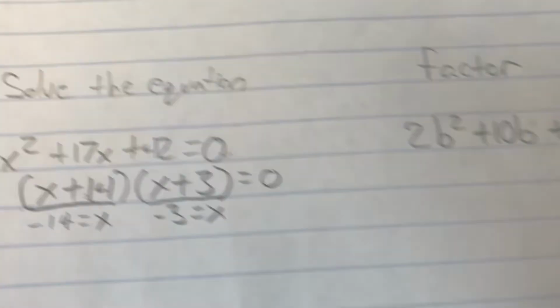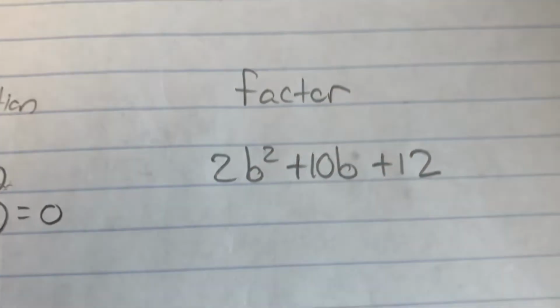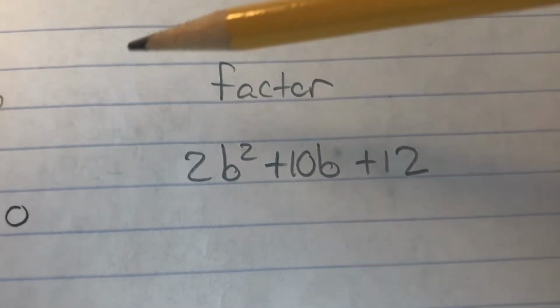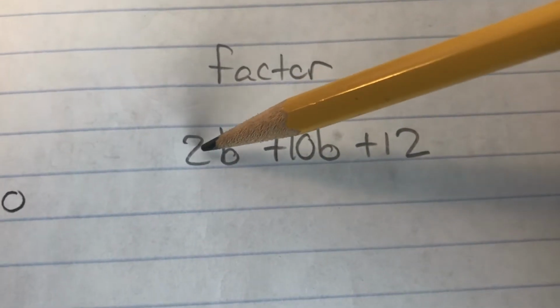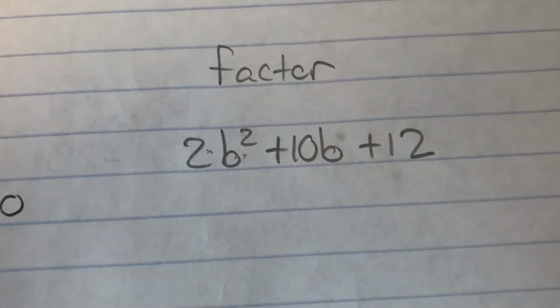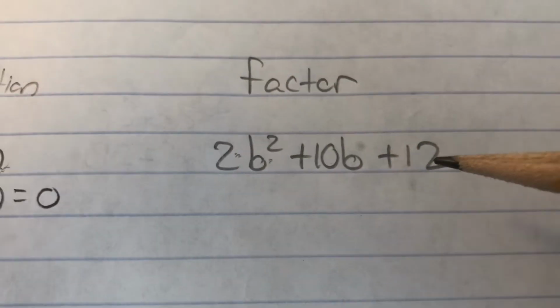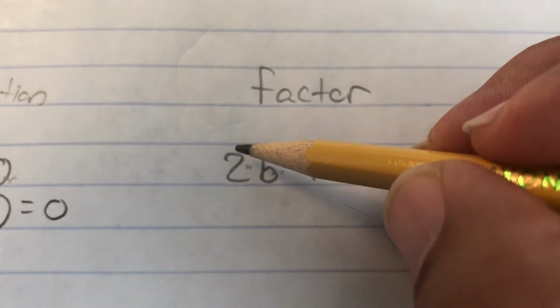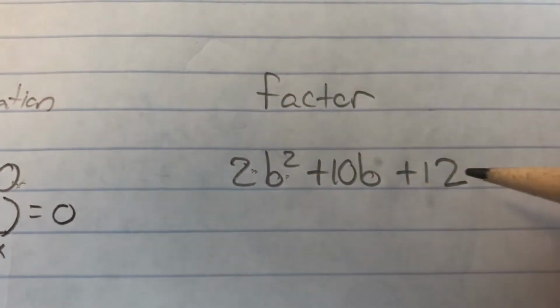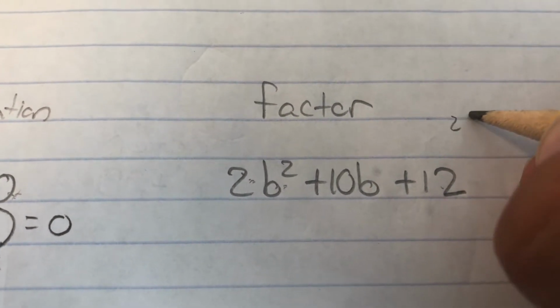Now we're going to be factoring this. This is the second form of factoring. This is when there's a number in front of the variable. Now you're going to do 2 times 12. That's the first step. There are 4 steps to my knowledge. So 2 times 12. Now that is 24.